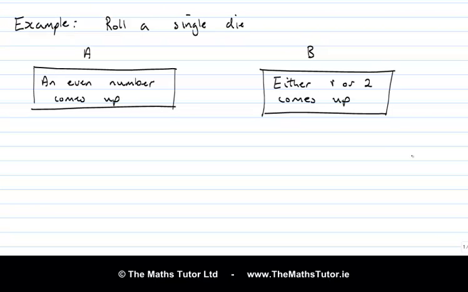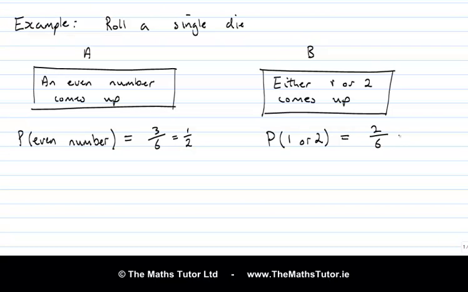So first of all, let's work out the probability of A. What's the probability that an even number comes up? We have looked at examples like this in previous lessons. So the probability of an even number is the number of successful outcomes. So how many even numbers are there? 2, 4, or 6. So there are 3 of them, divided by the total number of possible outcomes, which is 6. So it's a half. And what about the probability of event B? What's the probability that either a 1 or a 2 comes up? Well, again, the number of successful outcomes in this case is 2, and the total number of outcomes is 6. So 2 over 6, which is 1 over 3.